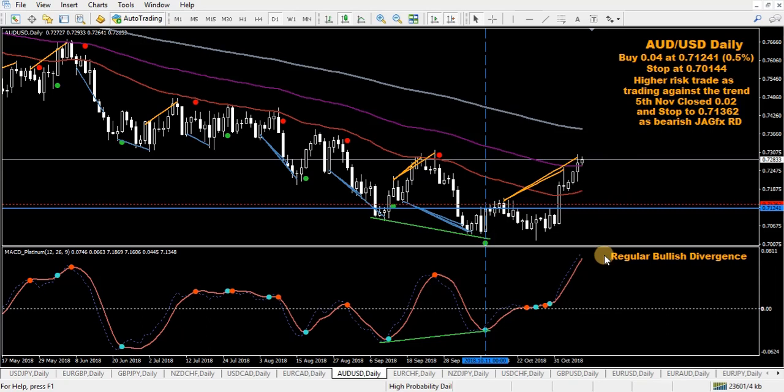I'll probably look at, if I get a red dot on the MACD platinum, I'll start looking at moving my stop, tightening it right up. But at the moment, good trade, plenty of profit there. That's the New Zealand Japanese yen.